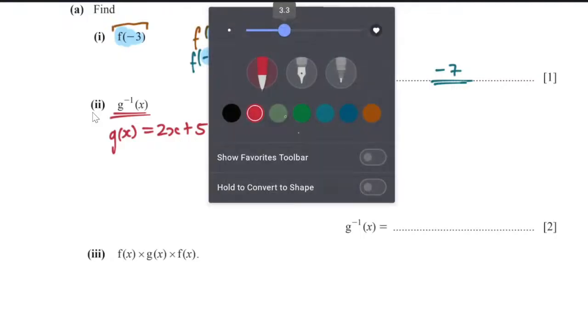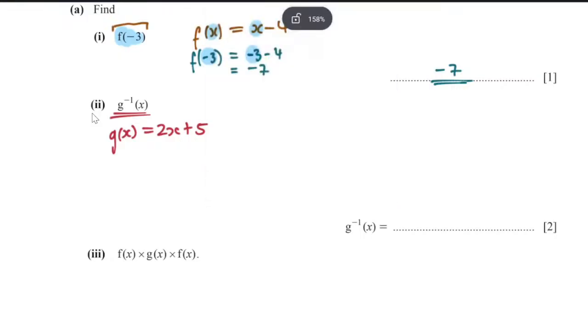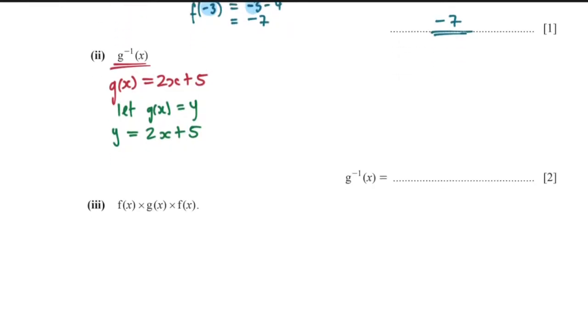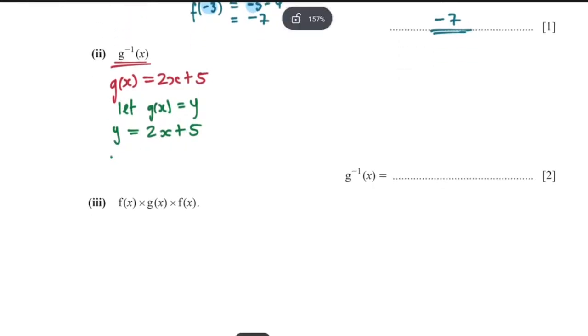What do we do? First of all, remove it. We don't want to see it. Put a y there. So you can say, let g of x equal to y, or y equal to g of x. Which means you have y is equal to 2x plus 5. You have removed the g of x and put a y. Well done. Now swap them. So if you swap them, you get x is equal to 2y plus 5. You have removed g, put y, then you swap them.